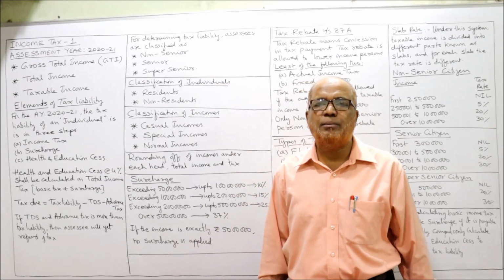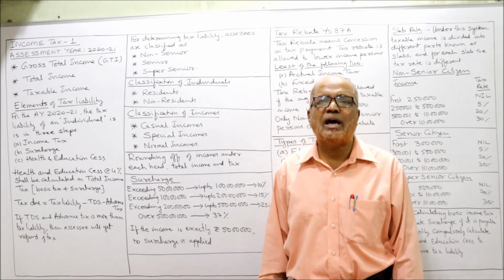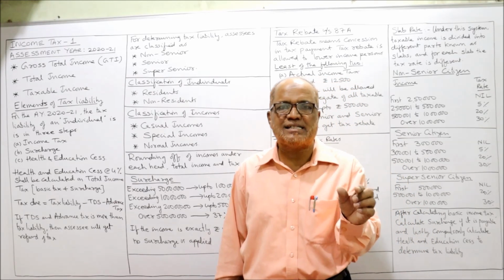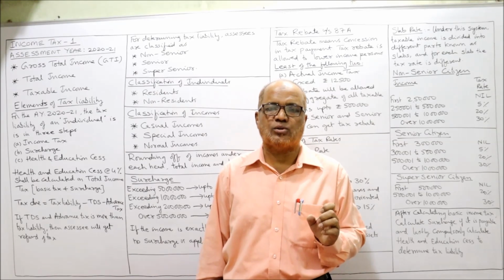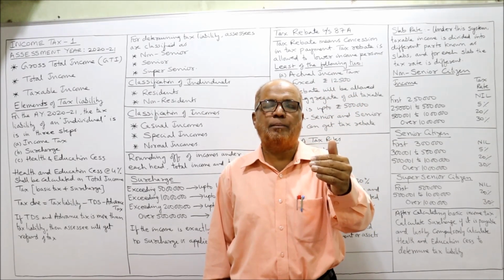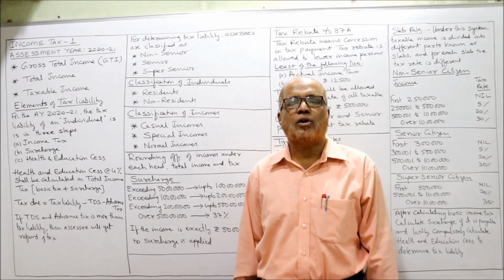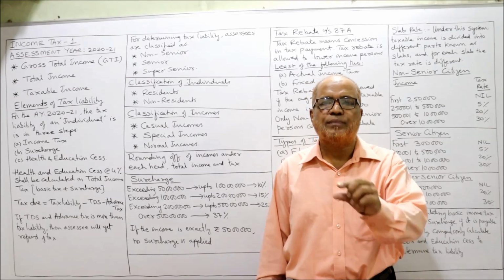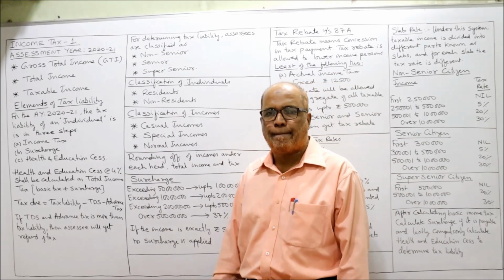The basic exemption limit for a non-senior citizen is 2,50,000 for the current assessment year. So from the total income, deduct the basic exemption limit for a non-senior citizen. For example, for a non-senior citizen, deduct 2,50,000. The resulting figure is called taxable income.